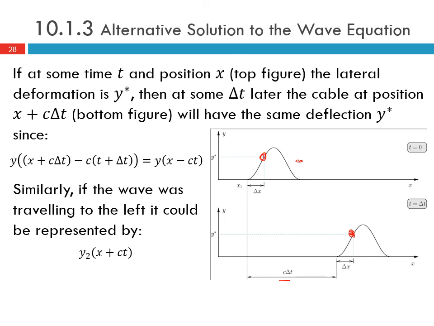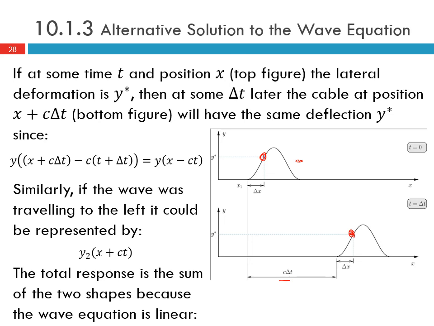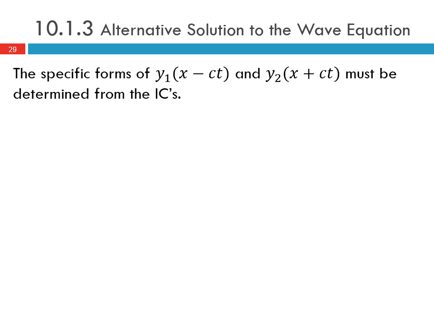And similarly, if the wave was traveling to the left, it could be represented by y2 of x plus ct. And so the total response is the sum of the two shapes because the wave equation is linear. So y of x and t is going to be y1 of x minus ct plus y2 of x plus ct. And the specific forms of y1 and y2 must be determined from the initial conditions. So basically, the initial shape that you're giving it is going to be this wave that is traveling. That is determined from the initial conditions.